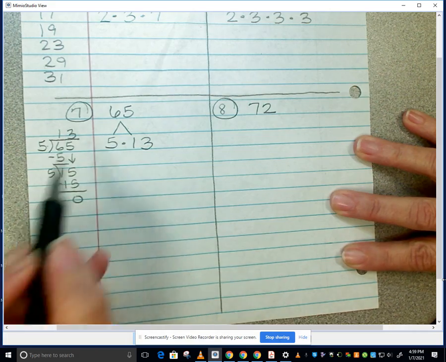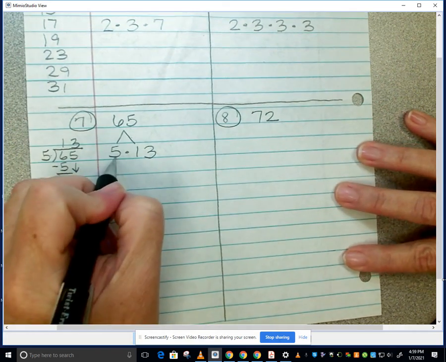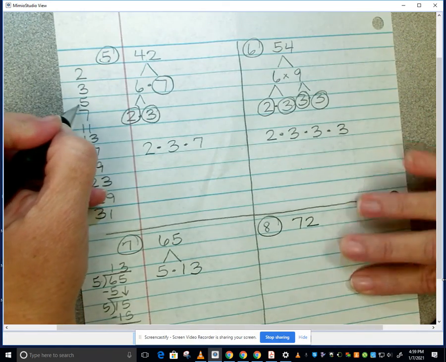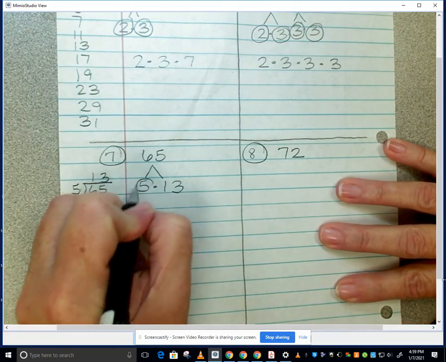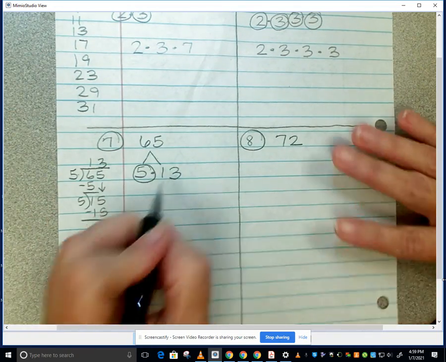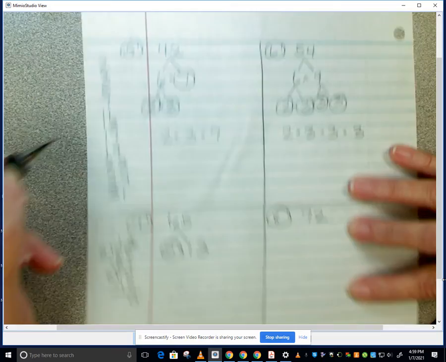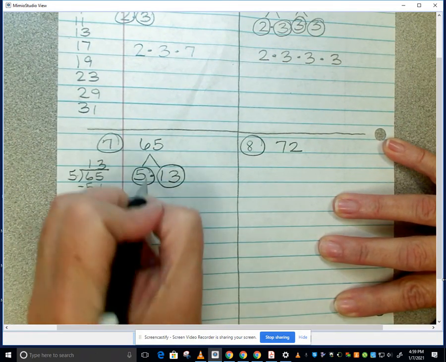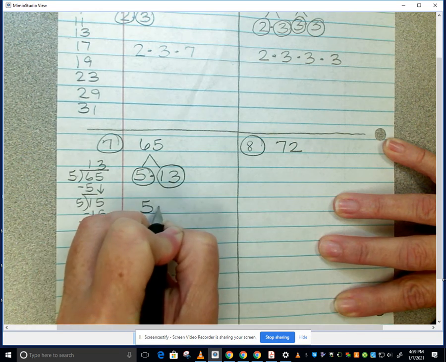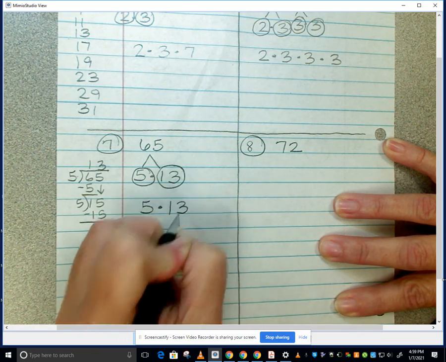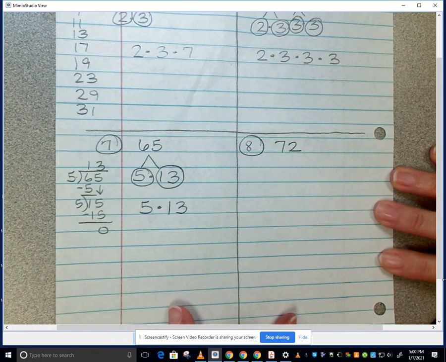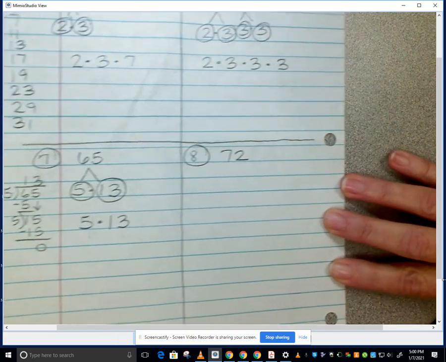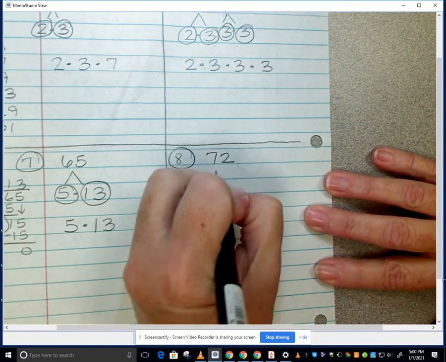Now, let's decide. Prime or composite? 5. Oh, 5 was on my list. It is a prime number, so I circle it. What about 13? 13 was on my list. 13 is prime. So the prime factorization of 65 is 5 times 13.